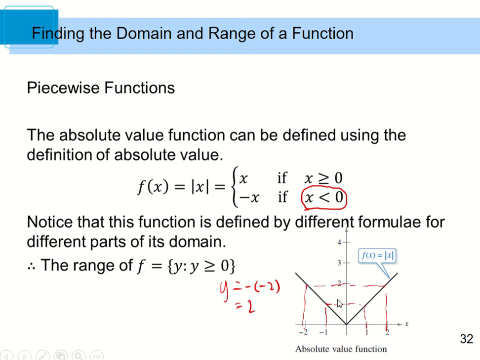Now, we can see from here that the function is defined differently for positive x and negative x. For positive x, the function is defined as x. For negative x, the function is defined as negative x. So we call this a piecewise defined function.